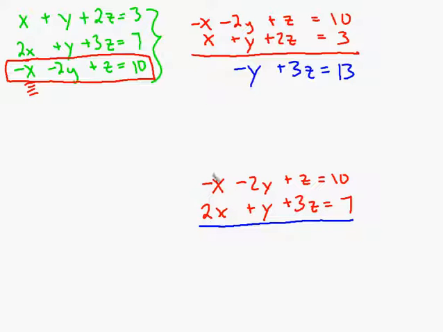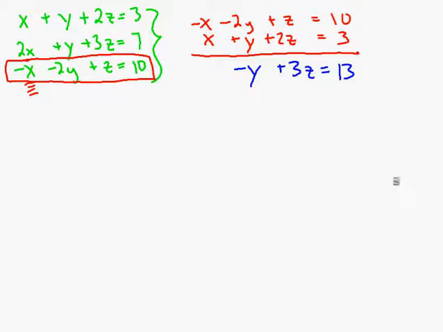Yeah, this one's not going to eliminate, is it? So what do I have to do? Multiply it by 2. I'm just going to save myself some space right here, erase that, and multiply this by 2 right away. So negative 2x minus 4y plus 2z equals 20. I multiplied that all by 2.